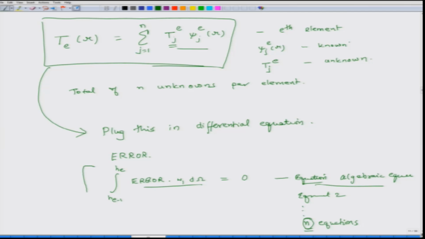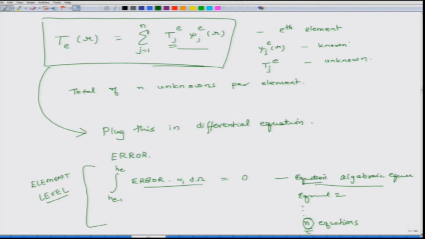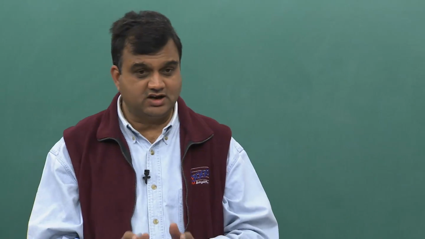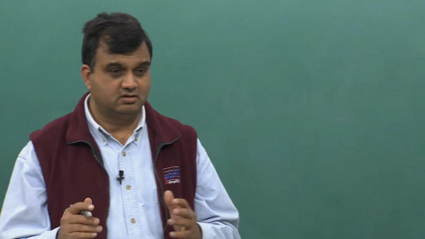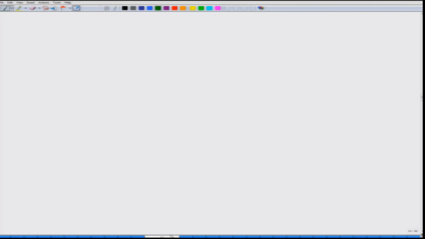But right now we are at what level? Element level. So we develop n equations at element level. Okay. And at this stage we do not solve it. Why? Because we have to connect our element to the neighboring element. Only then we will know what are the interrelationships. So we will connect first element to the second element to the third element to the fourth element, right? So first we will develop equations at element level, and then we will assemble.